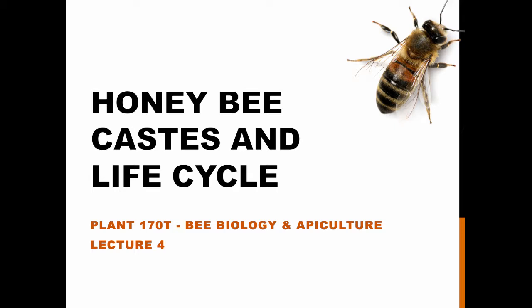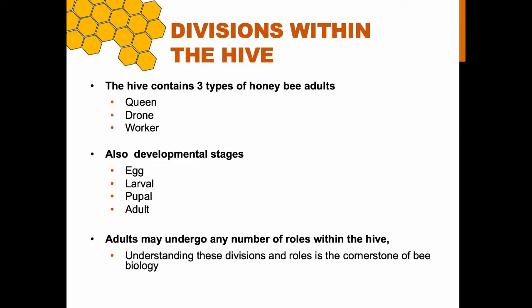All right, so lecture 4, we're covering honeybee castes and life cycles. The main point of this lecture is just to cover the major divisions that occur within the bee hive. If you look inside a beehive, what we'll see is that there are an assortment of different kinds of bees, in the sense that there are at least 3 different types of honeybee adults: queens, drones, and workers. And then in addition to that, we have bees in various stages of development: eggs, larval, pupal, and adult stages.